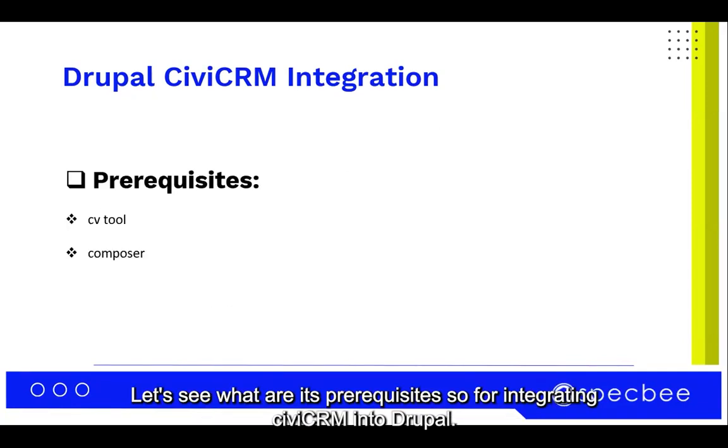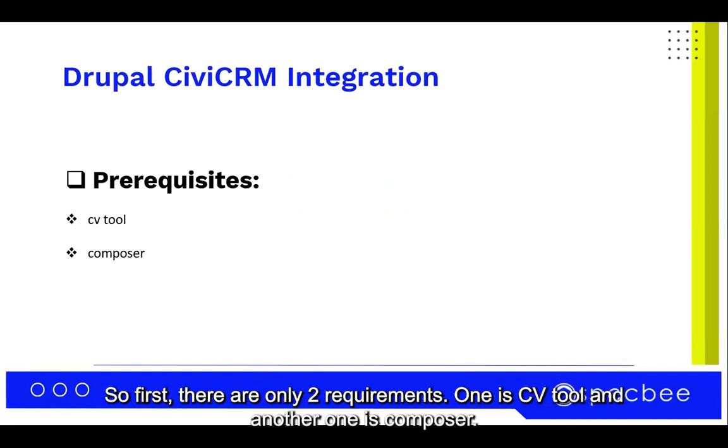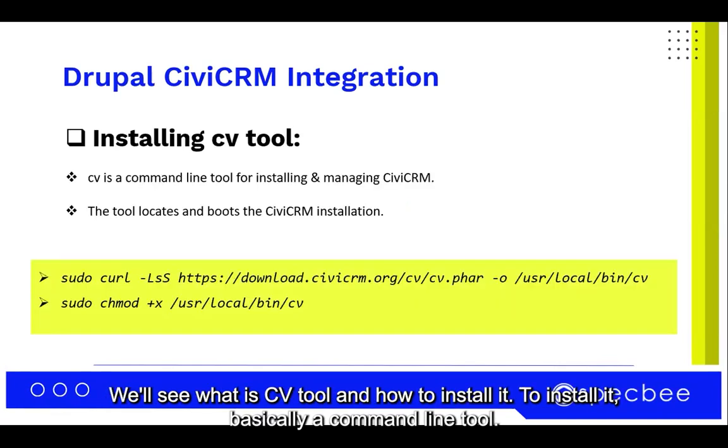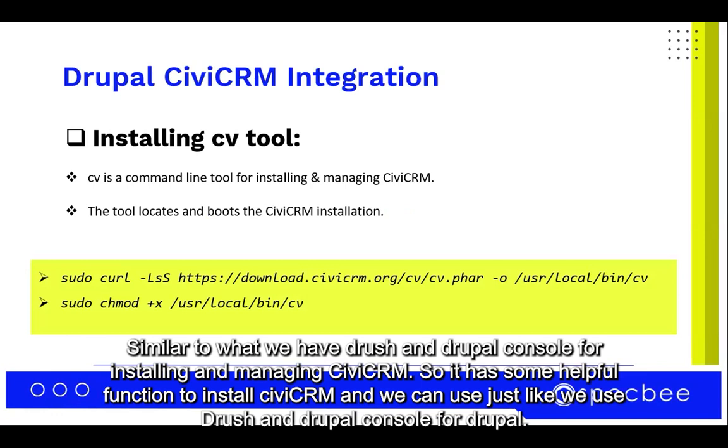So CiviCRM helps in building a robust system for the organization. Let's see what its prerequisites are for integrating CiviCRM into Drupal. First, there are only two requirements: one is the cv tool and another one is Composer. We'll see what the cv tool is and how to install it. cv is basically a command line tool, similar to Drush and Drupal Console, for installing and managing CiviCRM.